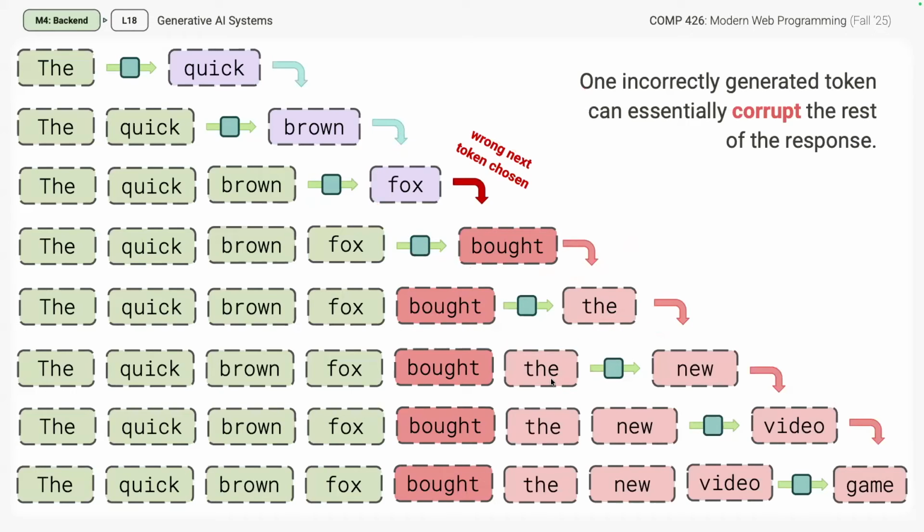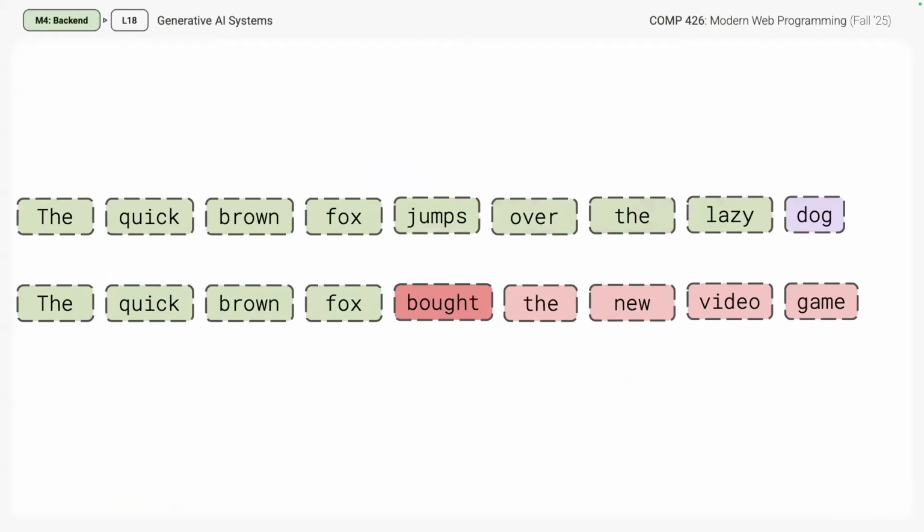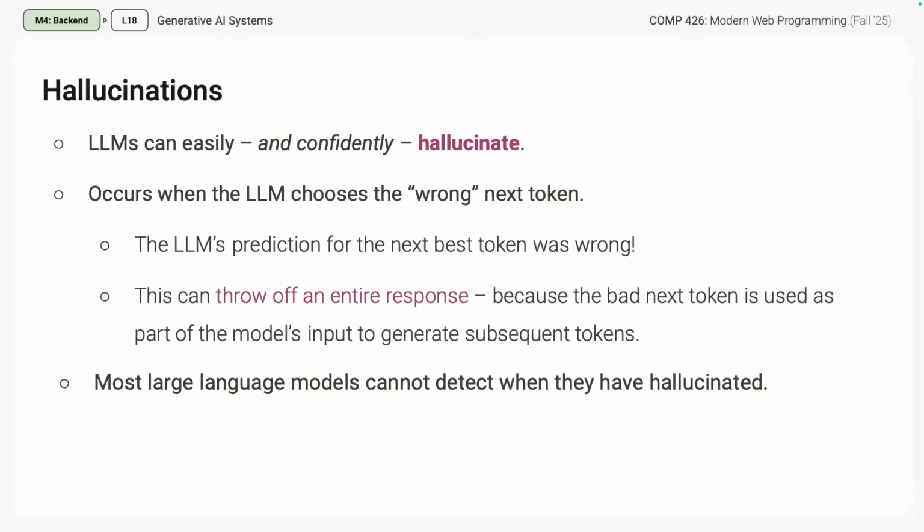So one incorrect token can essentially corrupt the rest of the response and cause it to what we call hallucinate, where it just produces the wrong answer. And you can see here what that difference might end up looking like. Now, it's very important to note, and actually I have this on the next slide, that most of these models cannot detect when they have hallucinated.